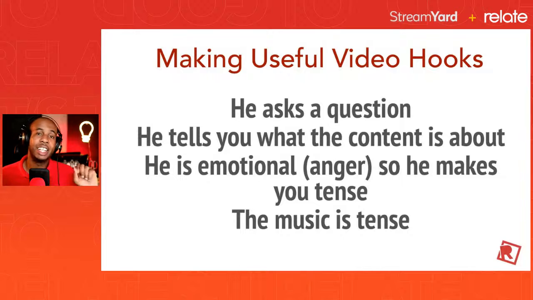And then the other thing is that the music is very, very tense. The music builds up. It builds all the way up, and it reaches a crescendo, and you're able to transition into the other parts of the video. So that is very important.